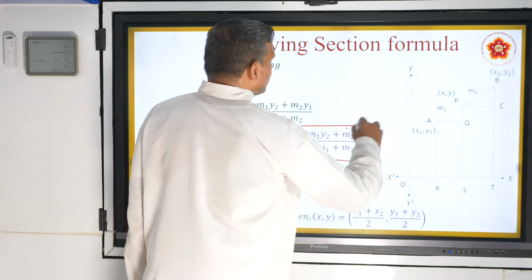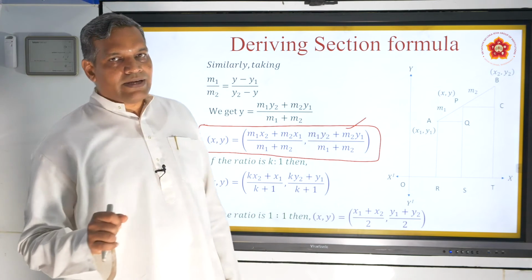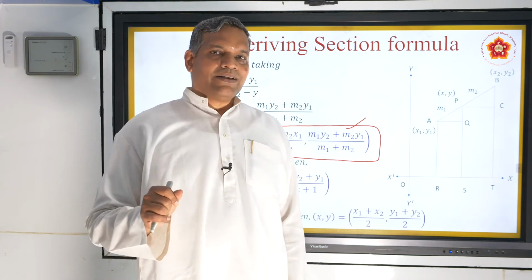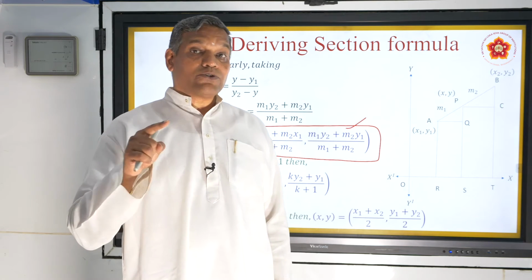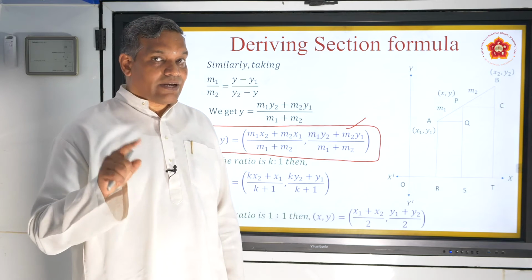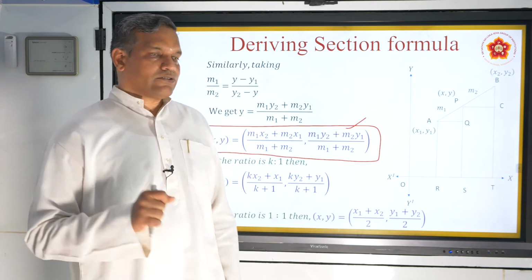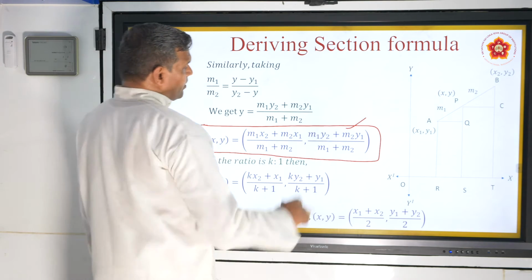So remember the formula, learn it by heart. X is equal to what? Tell me: m1 x2 plus m2 x1 by m1 plus m2. Y is equal to what? m1 y2 plus m2 y1 by m1 plus m2. That's how you remember. That finishes the section formula remembering.